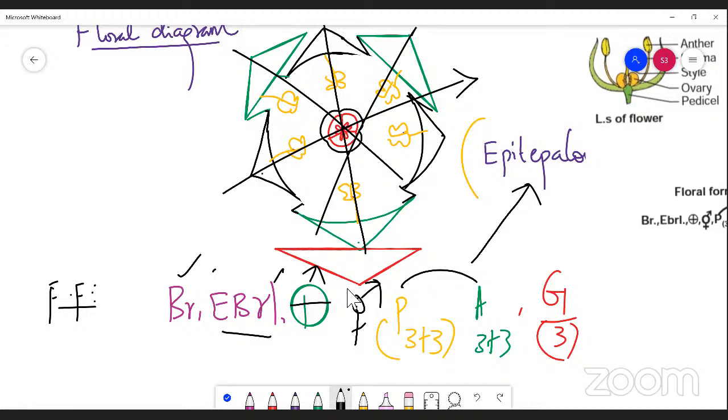That is called actinomorphic. And this symbol indicates a bisexual flower, because the presence of male and female parts in the same flower is a bisexual flower. And the outermost whorl of a flower, green color and black color, is represented by the perianth. A perianth is nothing but a group of tepals. So there will be 6 tepals, which are arranged 3 plus 3, hence the type of aestivation is valvate aestivation.